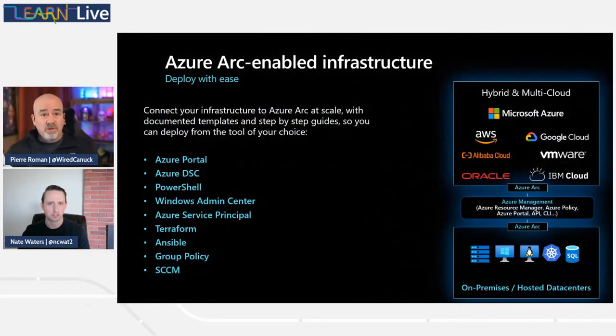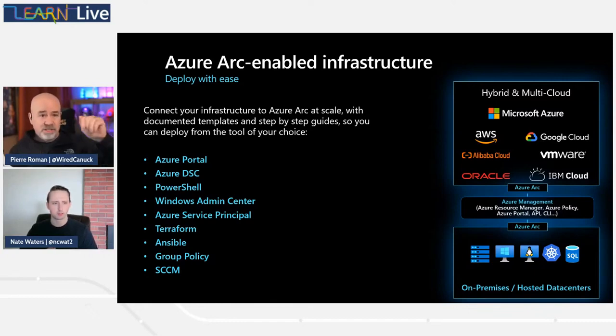All right. So now if we go to the infrastructure of Arc-enabled servers, we can make sure that we deploy and connect those machines to all of those different services. And so the Azure portal is one. It's really easy. You can just see your machines in your resource groups. You can assign them, tag them. Nate's already gone through this.